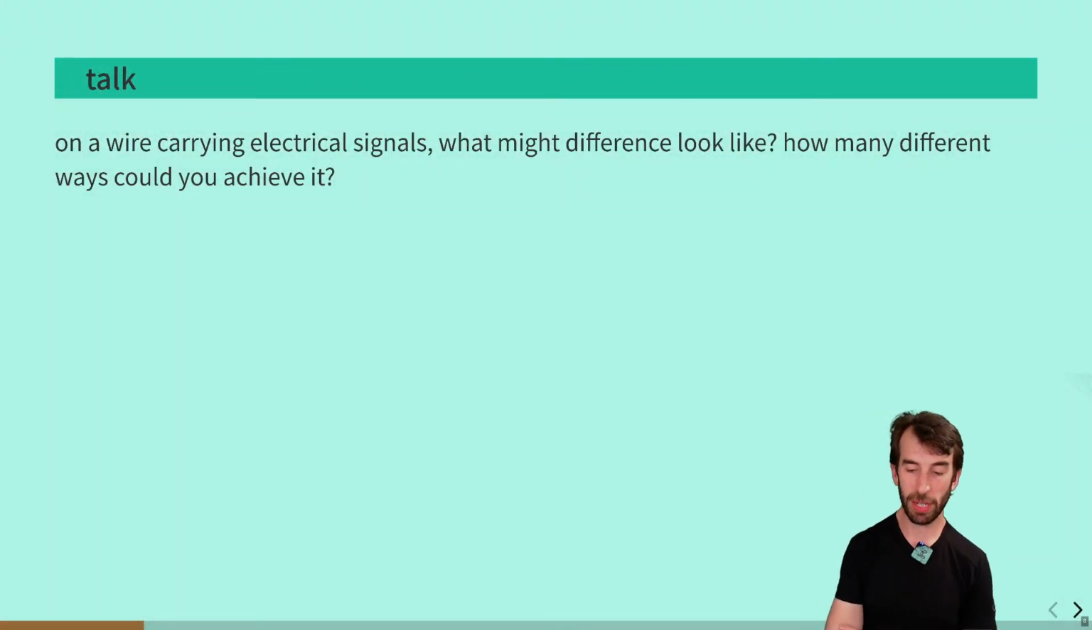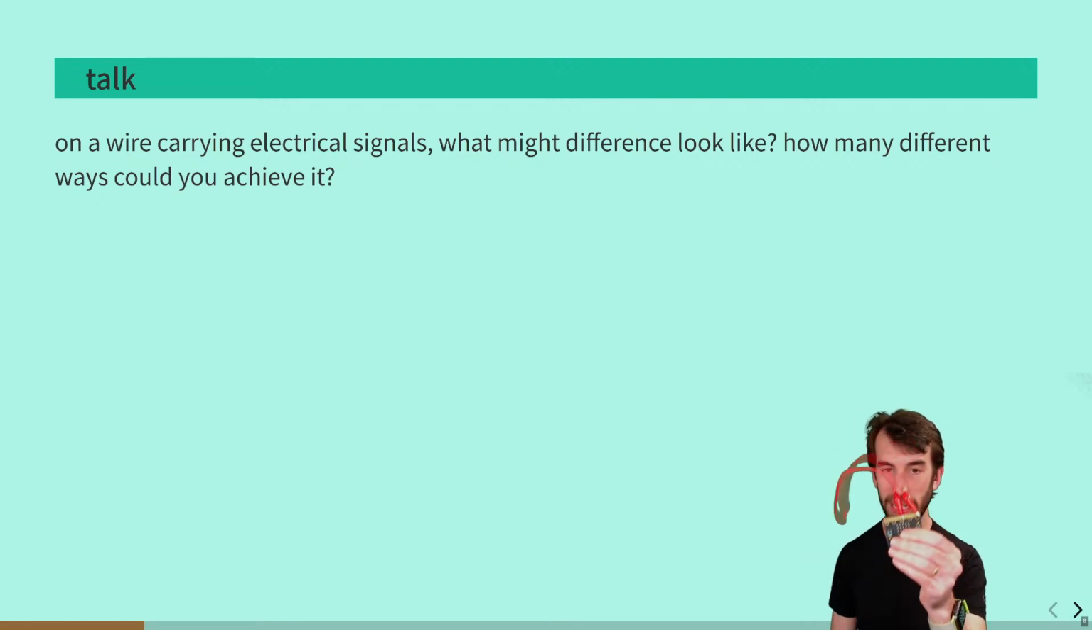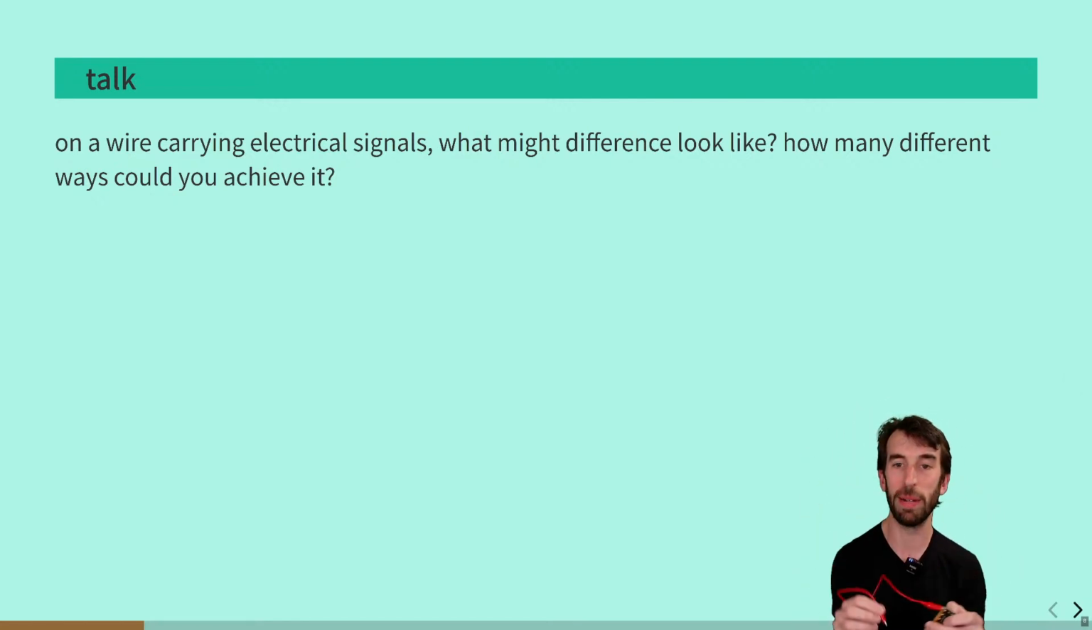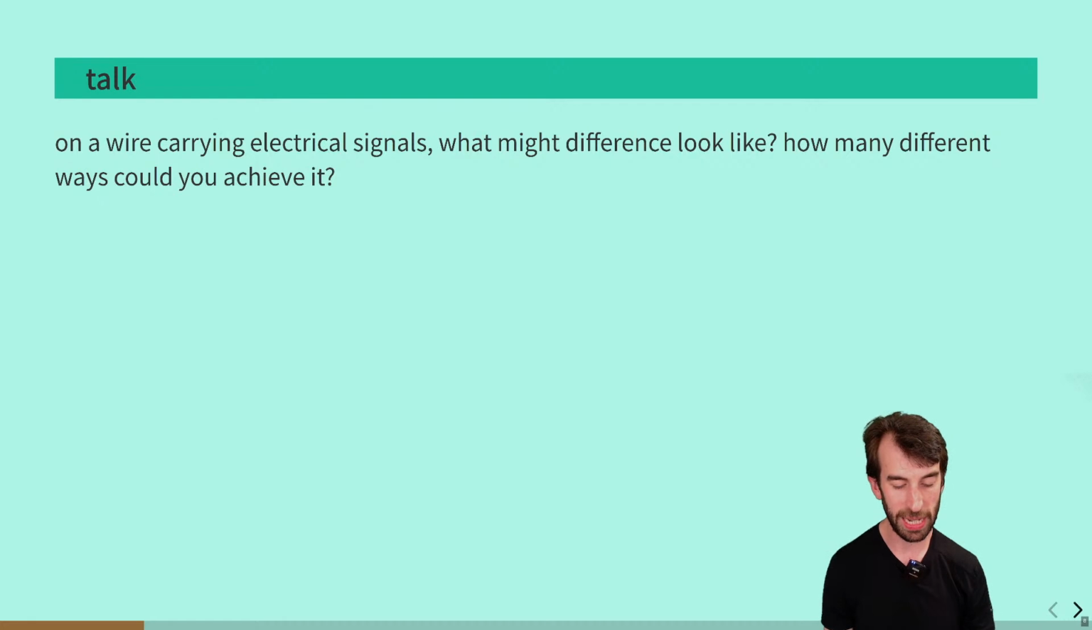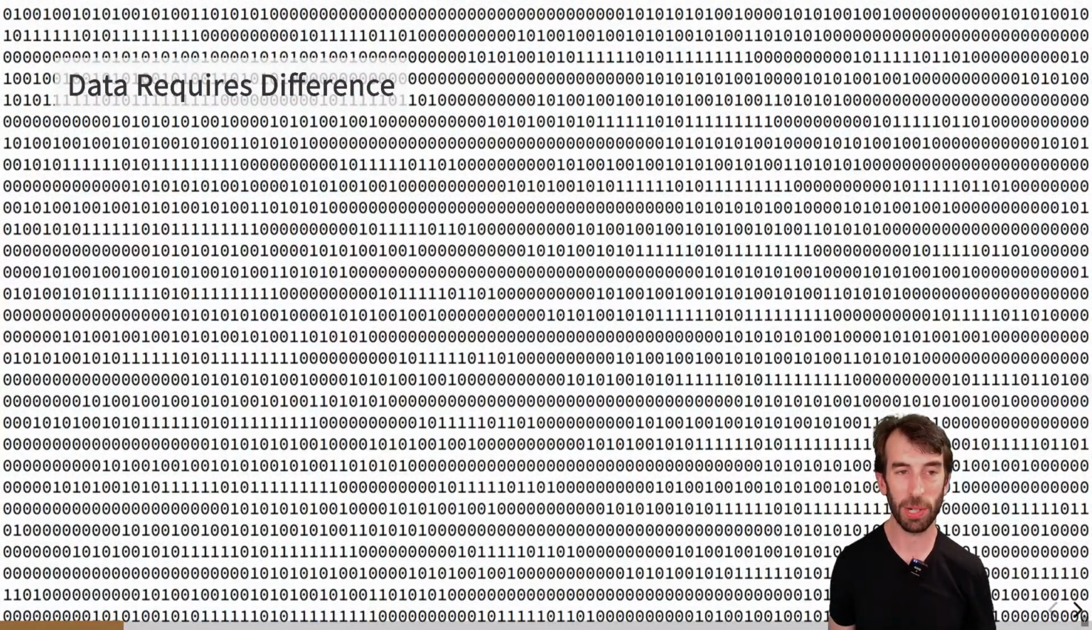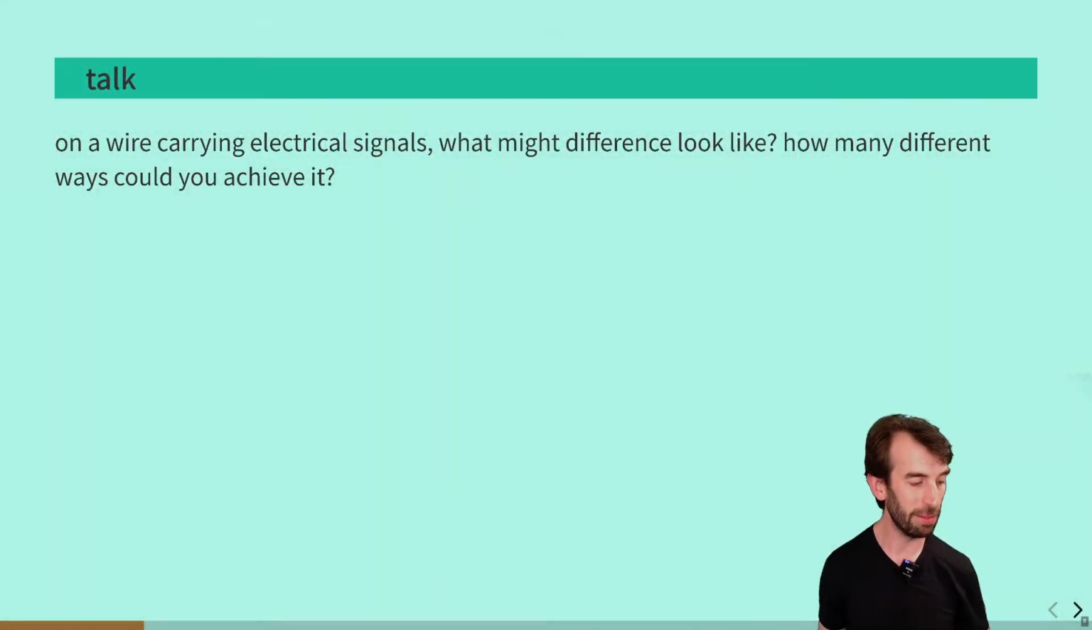So you've got a microbit, and you've got a wire connecting it to another microbit. So what is data going to look like? On my previous page, I had this thing, data requires difference, and we know about the difference between zeros and ones in memory. But what about on a wire? So what is the difference going to be on a wire?